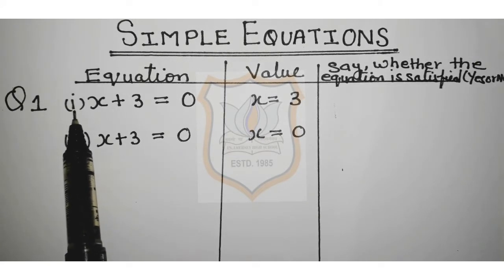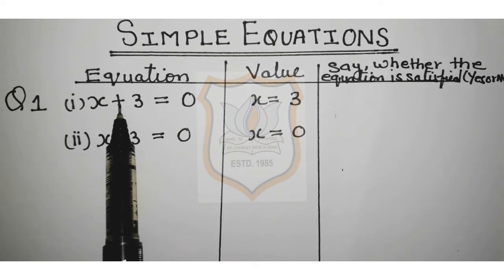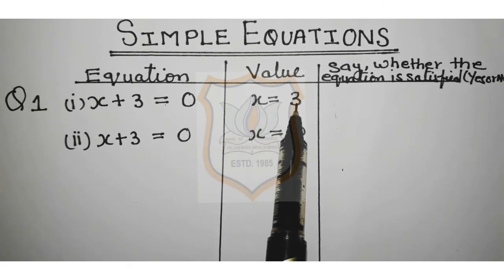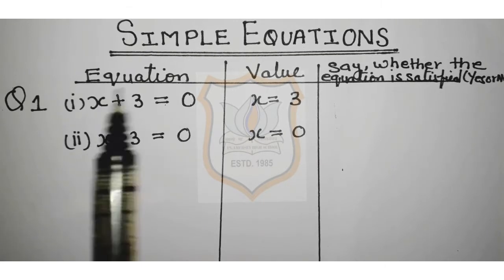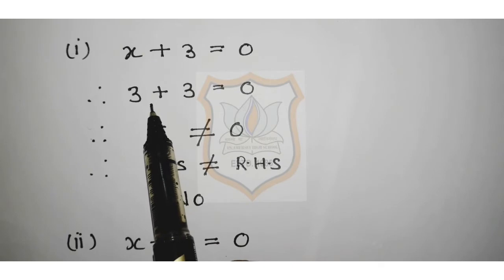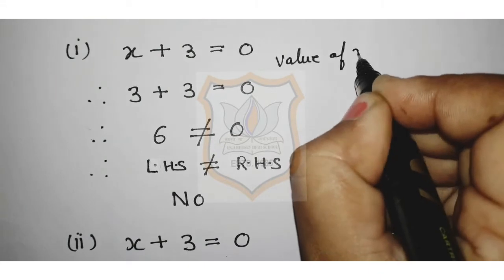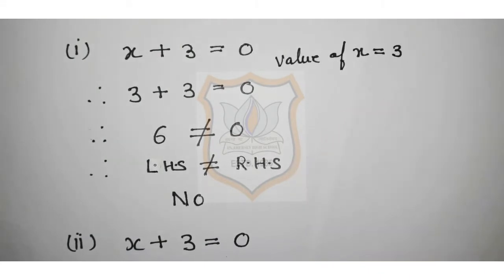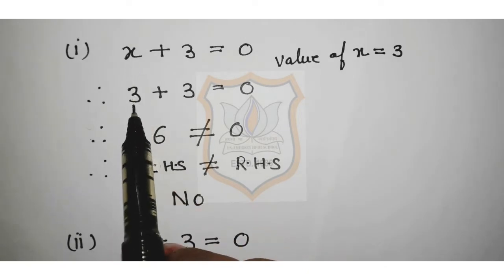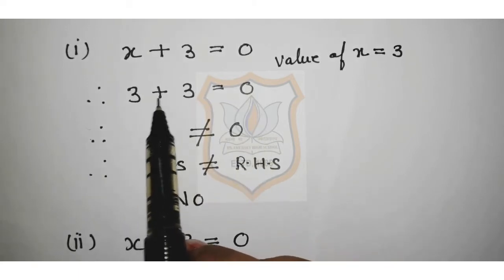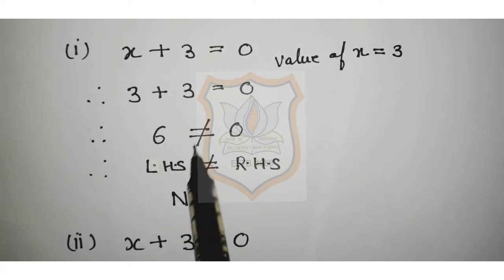In this part first, equation is given that is x plus 3 is equal to 0 and value of x is equal to 3. It means we have to put the value of 3 in the equation and solve the sums. So students, by putting the value of x is equal to 3, that is given. Now in place of x, what we have put? We have put the value of x that is equal to 3. So 3 plus 3 is equal to 0. 3 plus 3 is 6. 6 is not equal to 0.